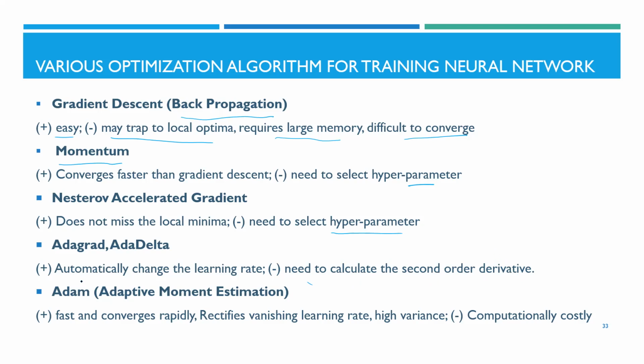Okay. And the newest one, we have ADAM, adaptive moment estimation. The advantage is it is fast and converges rapidly, and it also adjusts the vanishing learning rate, and they also have high variance. But of course, because they have many advantages, it means that they have very complex backward algorithms. That's why the computation will be much higher.